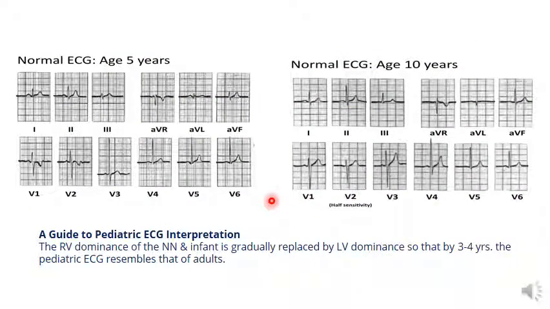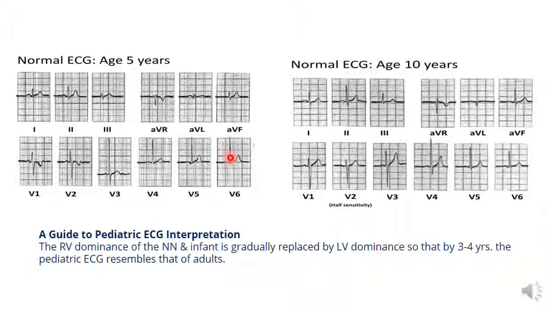Here, this is the normal ECG in a 5-year-old, and a normal 10-year-old, and you see the progression from the right to the left, the forces of contraction. You check the V6 here and V6 here. You see tall V lead, the R wave is positive and tall.